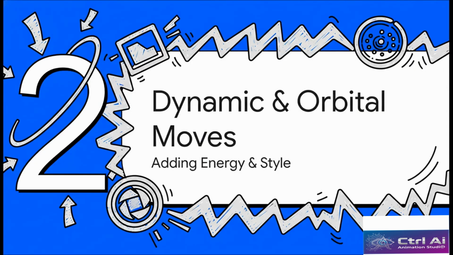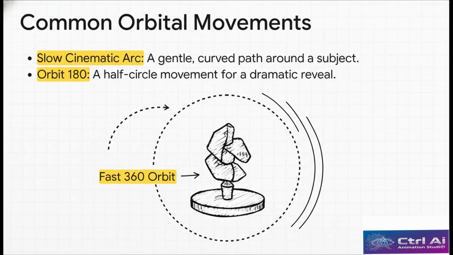Okay, now that we've got the basics down, let's get a little more dynamic. These are the moves that are going to inject some serious energy, style, and a powerful sense of three-dimensional space into your work. This is where it gets fun. Now, orbital prompts. These are fantastic for revealing a subject in a really cool way. Instead of just moving in a straight line, the camera actually circles around it. A slow cinematic arc feels super elegant and grand. An orbit 180 is perfect for dramatic reveal, and a fast 360 orbit, well, that can inject a massive burst of energy and excitement right into your shot.